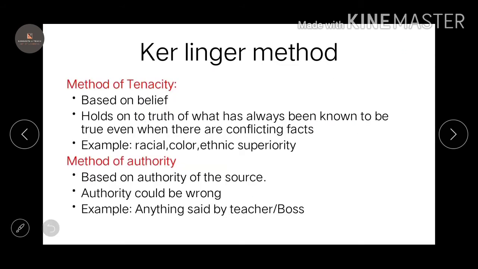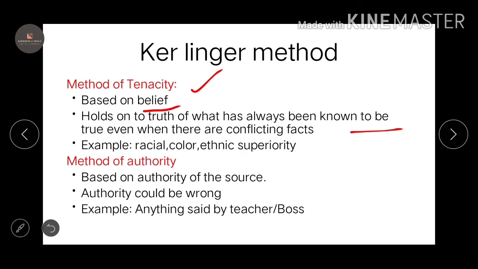Okay, so what actually is this method of tenacity? Method of tenacity is nothing but it is based on belief. Tenacity is based on belief. It holds on to the truth of what has always been known to be true, even when there are conflicting facts.